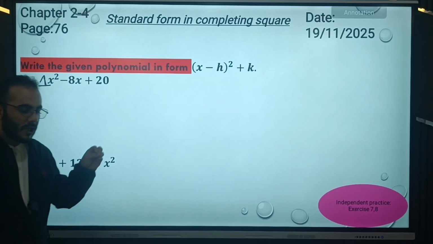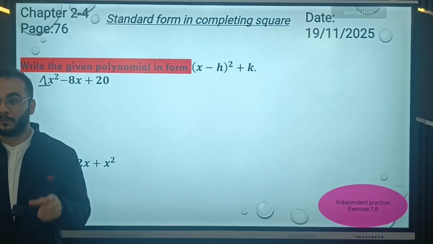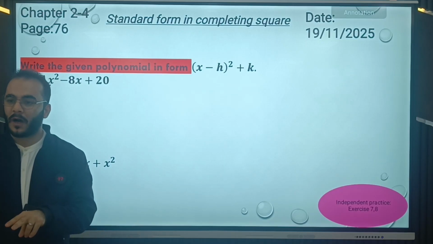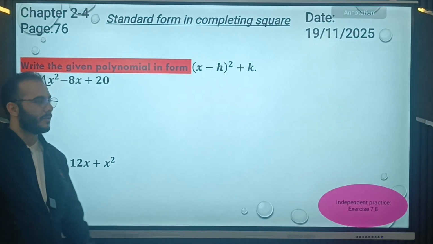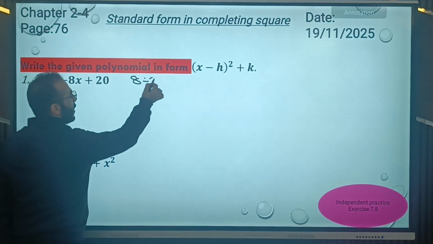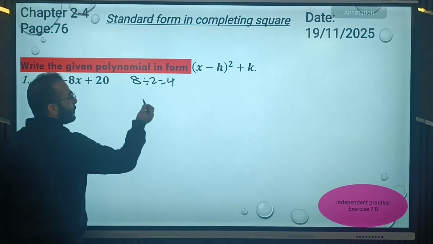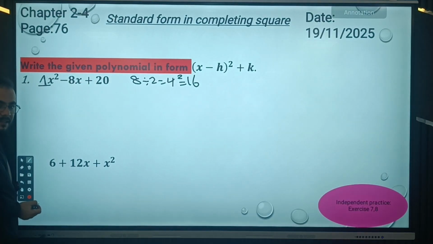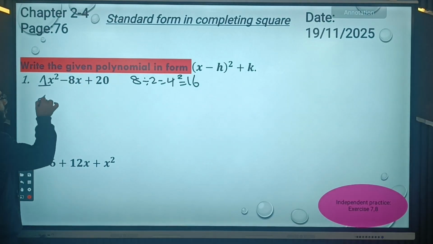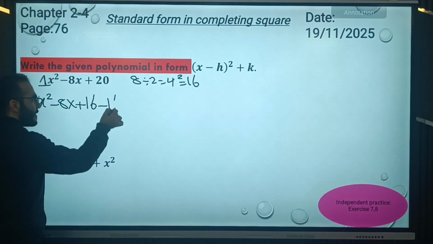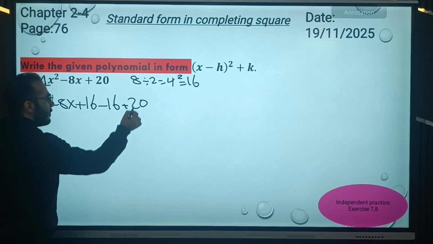It says to divide the coefficient of x by 2, power it by 2, and whatever you got, add it and subtract it. Okay, let's just do it. So 8 divided by 2, it's 4. Power by 2, 16. So x squared minus 8x plus 16 minus 16 plus 20.